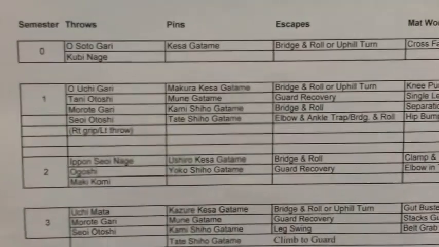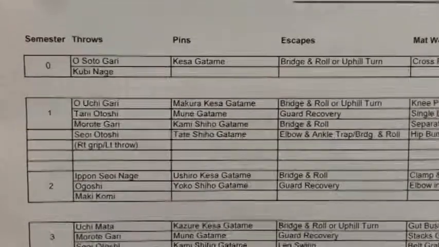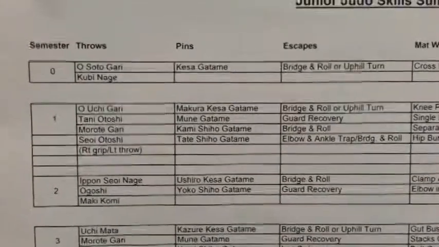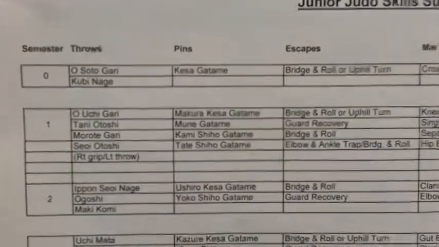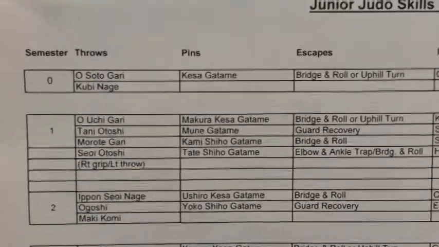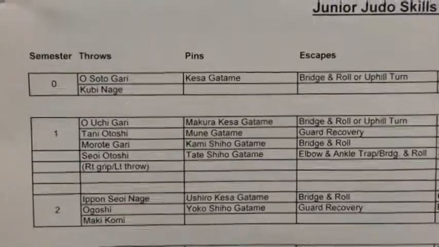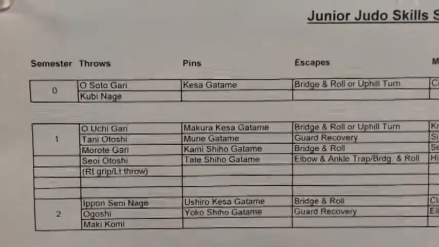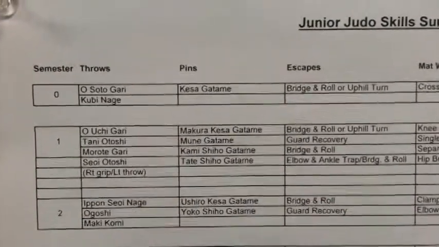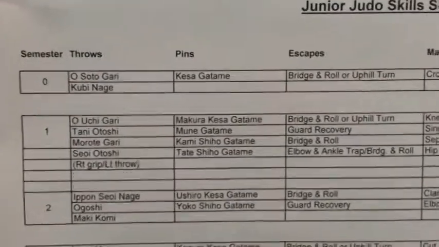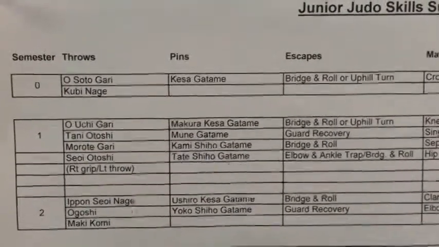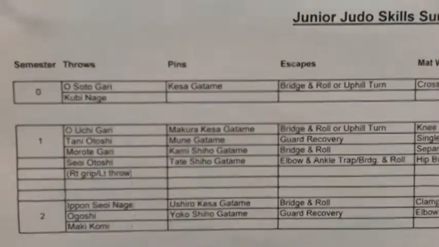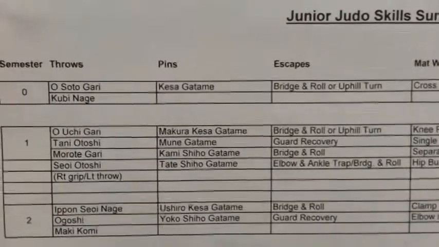Now, our promotion techniques for this semester, you will recognize a few repeats from last semester, but also maybe one or two new things. We have O Uchigari, that's the large inner reap. Tani Otoshi, the valley drop. Marote Gari, the double leg takedown, and Seoi Otoshi. It's the drop knee shoulder throw. Now this semester the kids are going to work on a right-sided grip with a left-sided throw for Seoi Otoshi.